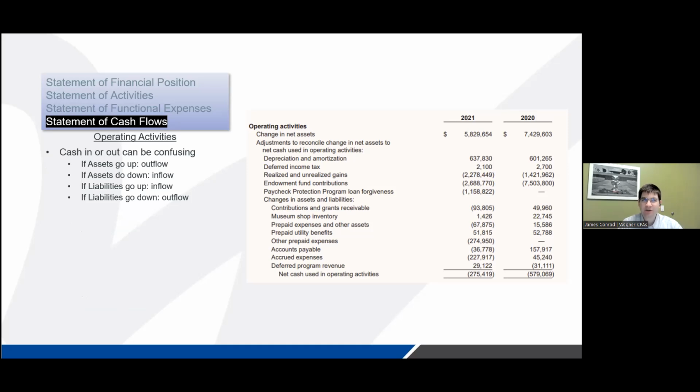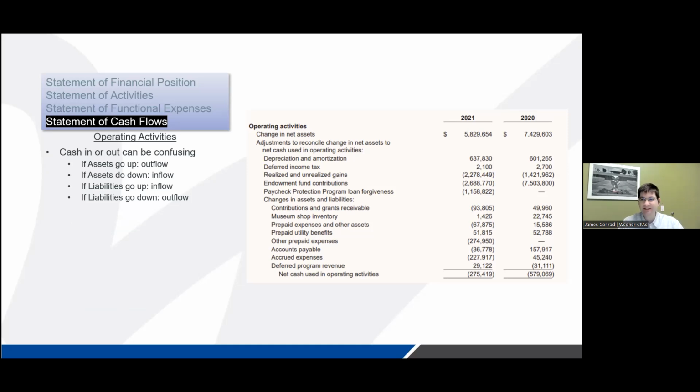The cash in and out changes here can be confusing, and these 4 points will help you when you're looking at a statement of cash flows. If the asset goes up, it's an outflow of cash. If the assets go down, it's an inflow of cash. And then it's the reverse for liabilities. If liabilities go up, it's inflow. If liabilities go down, it's an outflow.